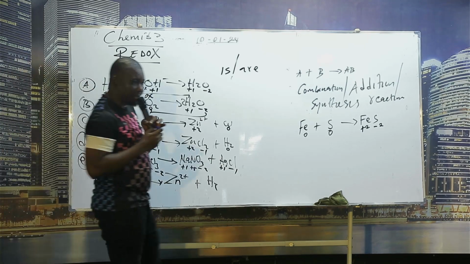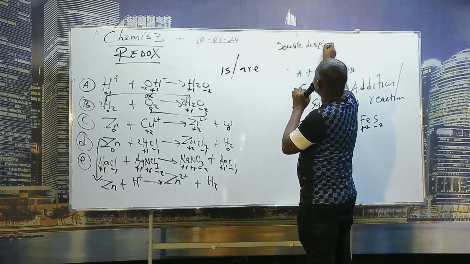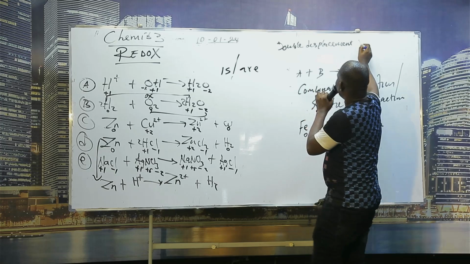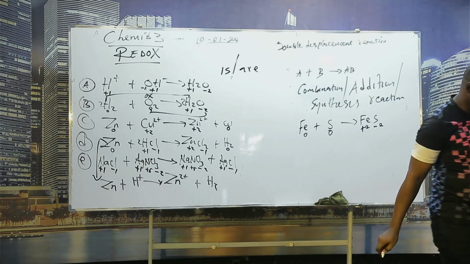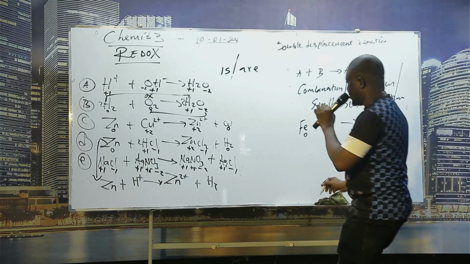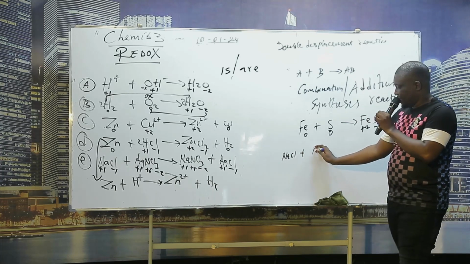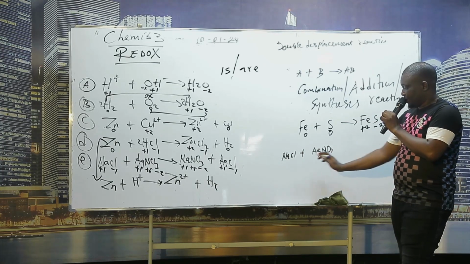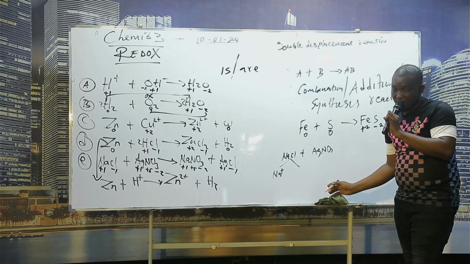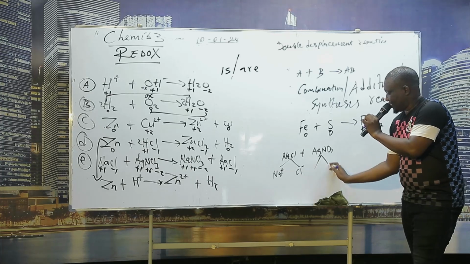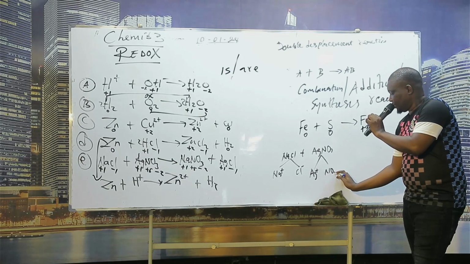Double displacement reaction. I thought I would write double decomposition, Abi. What do you mean by double displacement? Look at it. You have NaCl plus AgNO3. Ionically, this gives me Na+, Cl-, and then we have Ag+, NO3-.